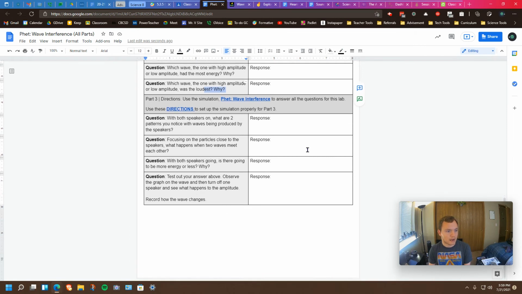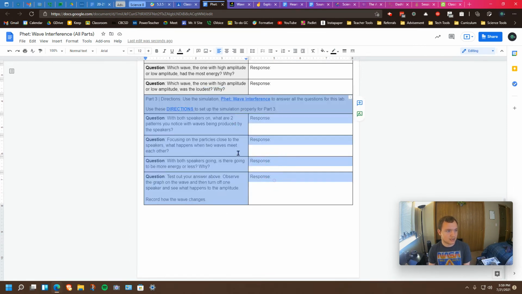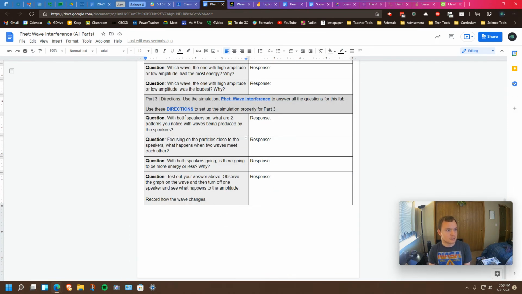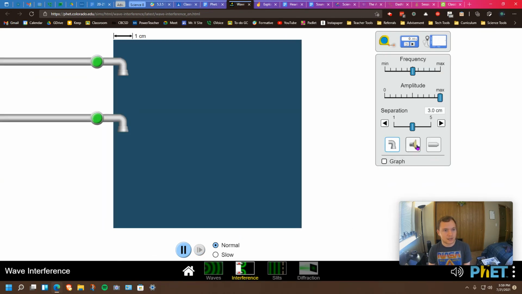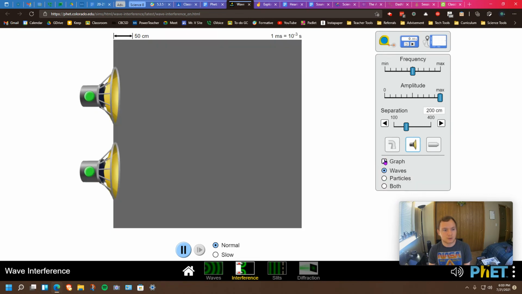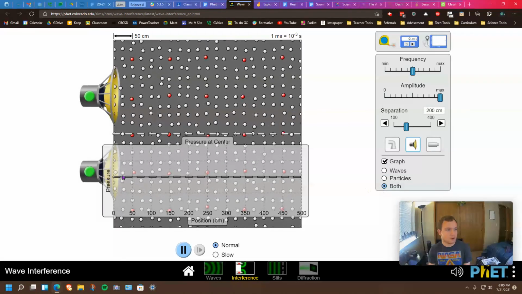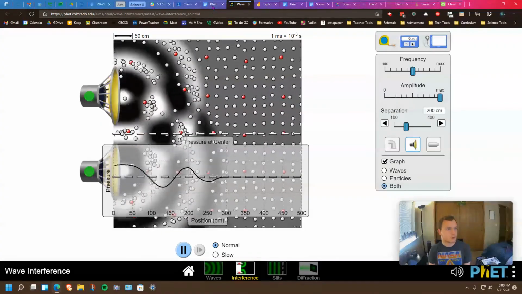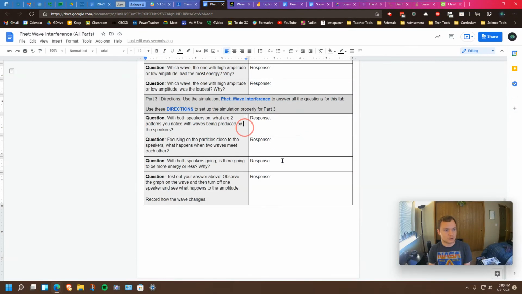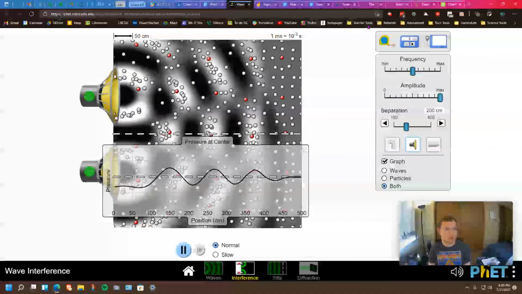And then the last one, part 3, is pretty short. Again, it has its own directions because this time you're using a different part. So you're actually going to go to interference here on the right, the next one. But again, you want the speakers turned on, you want the graph, and you want both. And then you just turn both of these on. And then you can answer those questions about what you see. This one usually goes pretty easy or pretty short. Okay, I think you should be good to go.